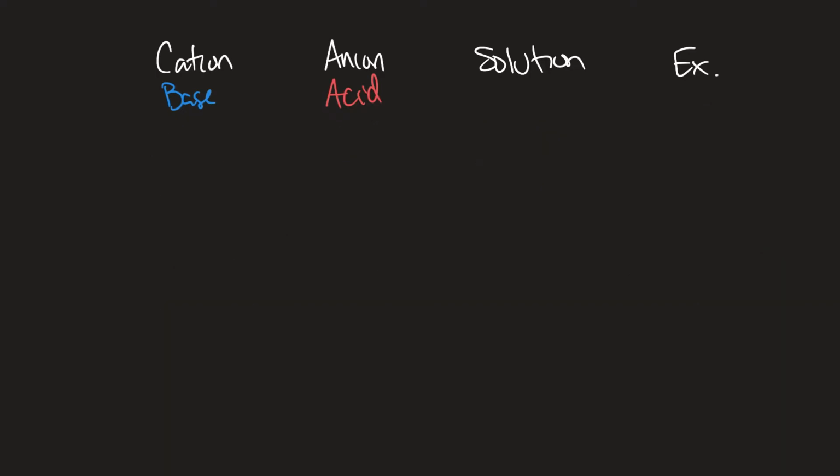Now, what if the cation of the salt was from a strong base, and the anion of the salt came from a weak acid? Well, if that's the case, the solution is going to be basic. What are some examples of this? We have NaHCO3, sodium bicarbonate, and potassium acetate. Here are just two examples of these types of salts.